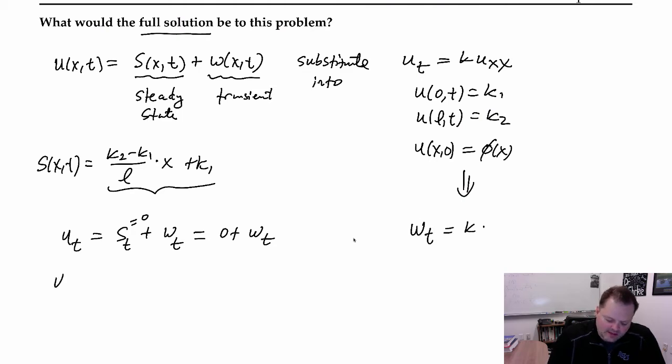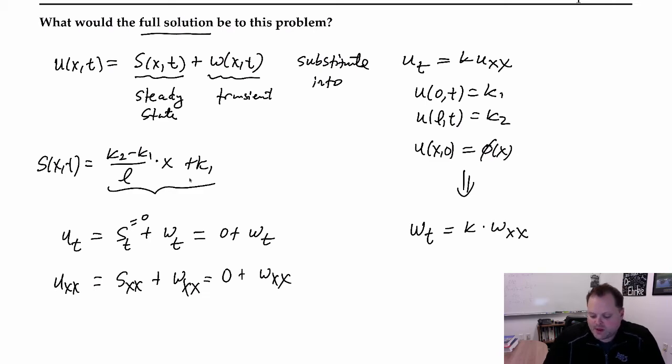What is u_xx? Well, if you look at the steady state solution with respect to x, it's linear with respect to x, so two derivatives of this would be 0. It would be s_xx plus w_xx, and two derivatives of s with respect to x would be 0, leaving you with just w_xx. So u_xx is w_xx. So the PDE hasn't changed at all. The PDE for the entire solution is the same as the PDE for the transient solution.